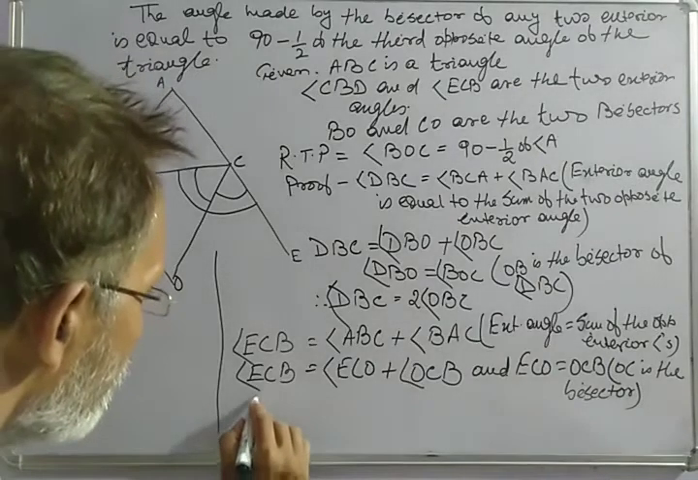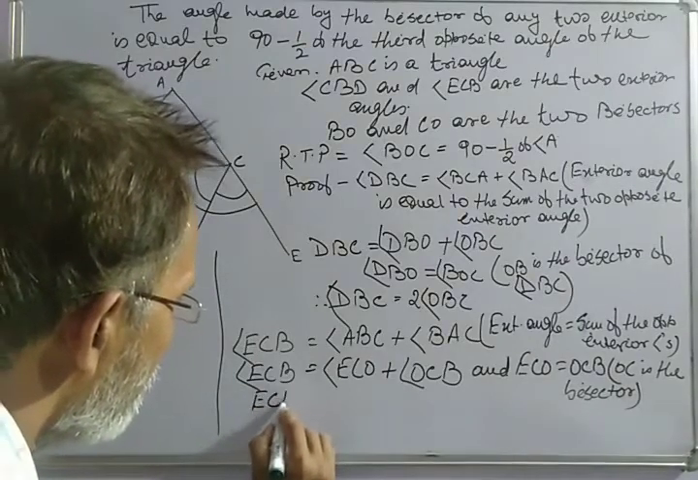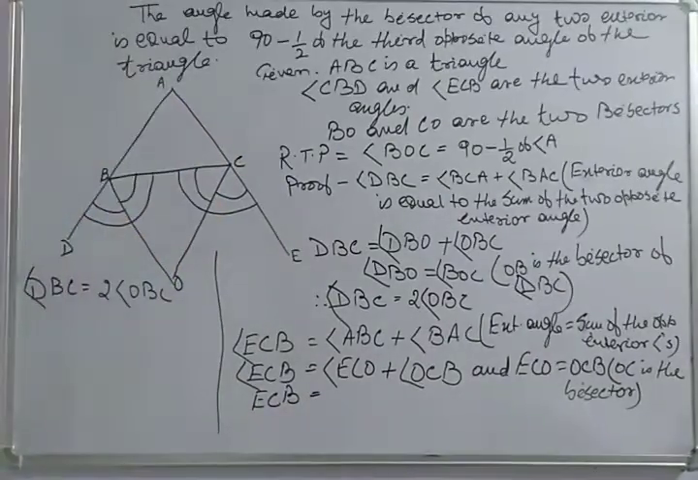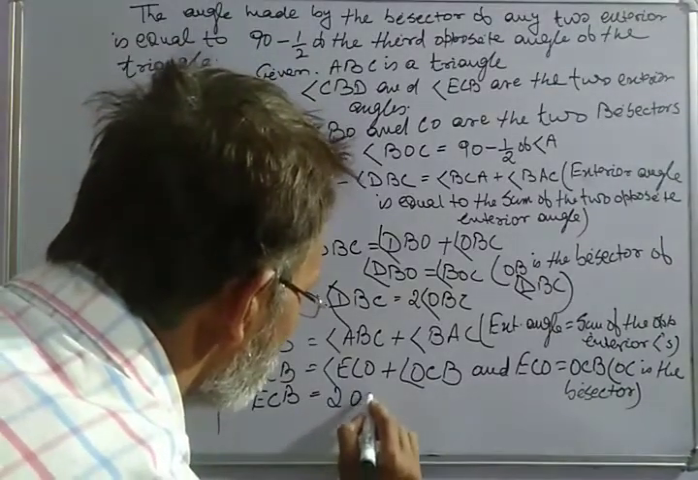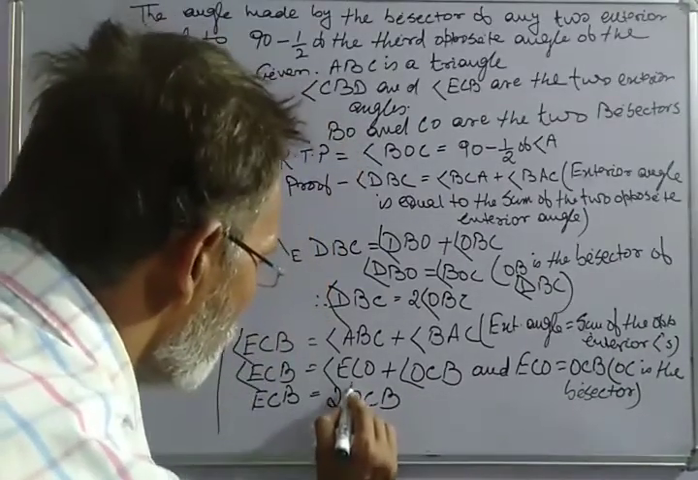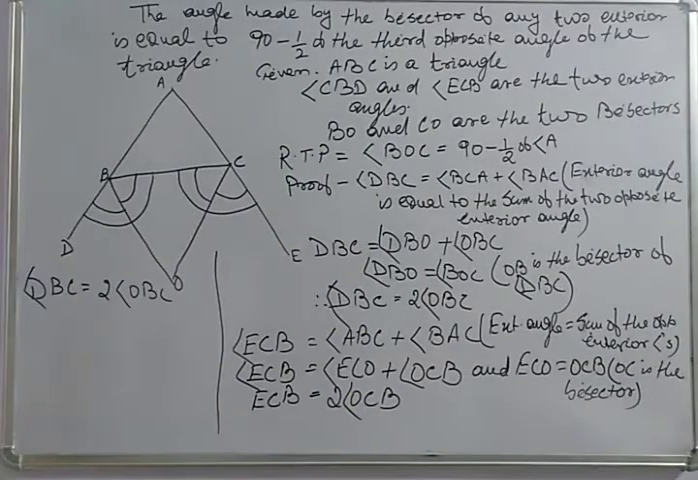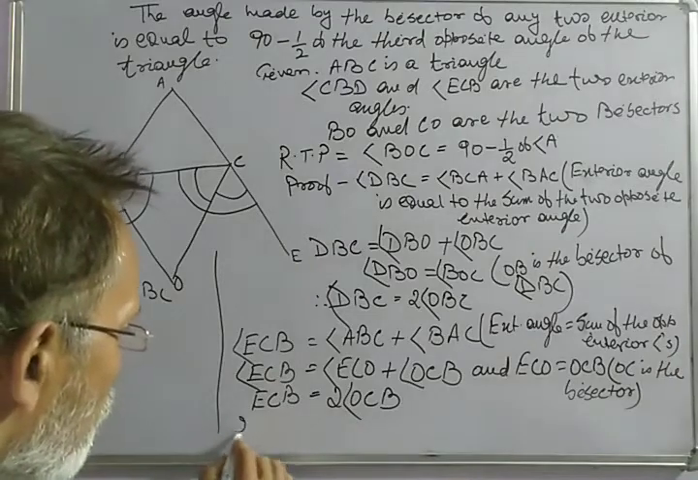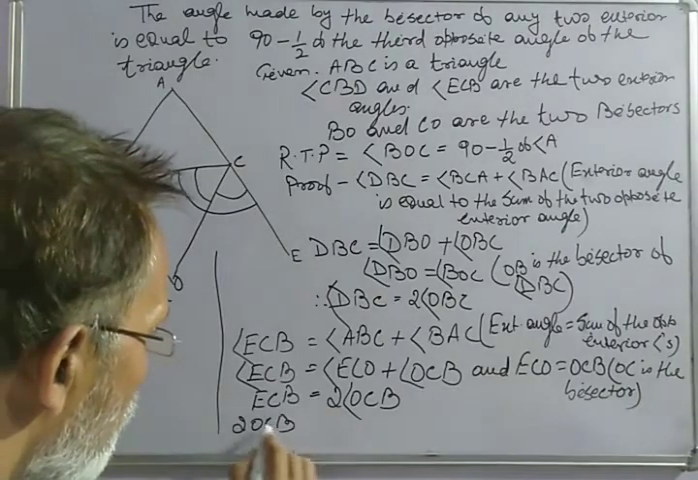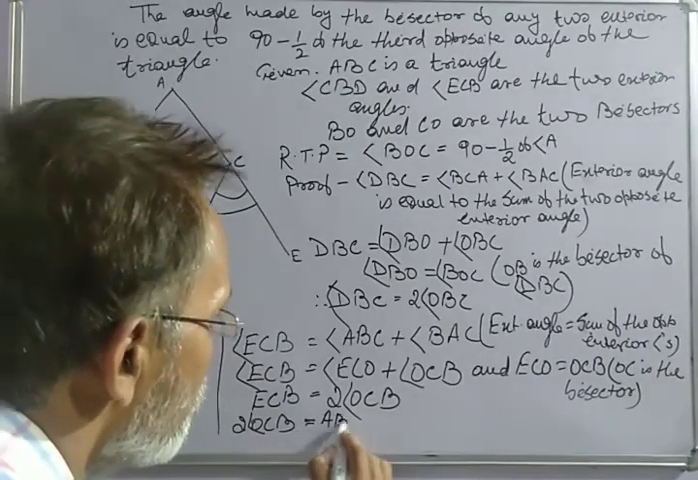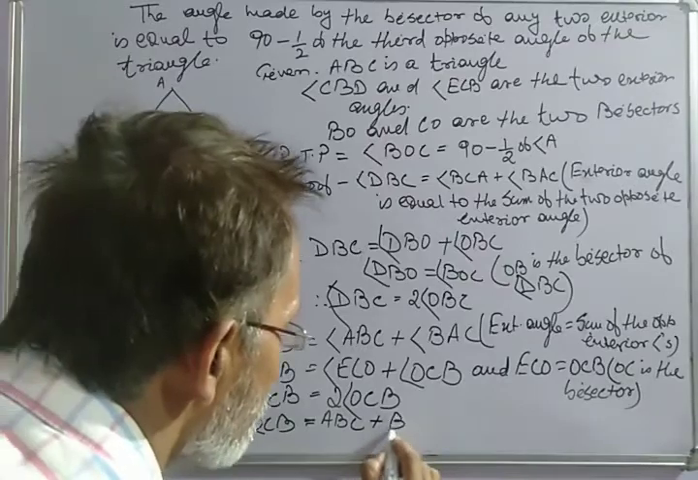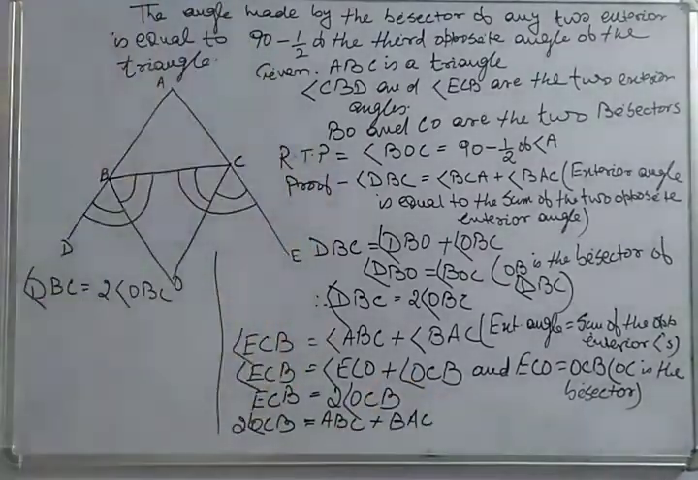ECB is equal to 2 OCB. That means 2 OCB is equal to ABC plus BAC.